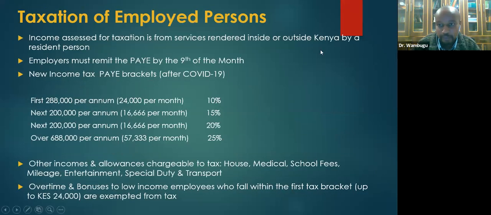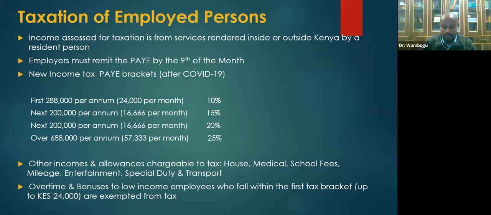Now let's talk about people who are employed. Income is assessed for taxation from services rendered outside or inside Kenya by a resident person. Employers must remit pay as you earn by the 9th of the month. Today I learned something very interesting, that KRA has tweaked the system so that if, for example, my practice has 3 employees and there is no chance that I will increase the number of employees, you can actually pay as you earn before the deadline. Before, you would have to wait for the month to elapse. Now you can pay in advance. So that has changed, but the deadline is usually the 9th of the month for those of you who have employees.